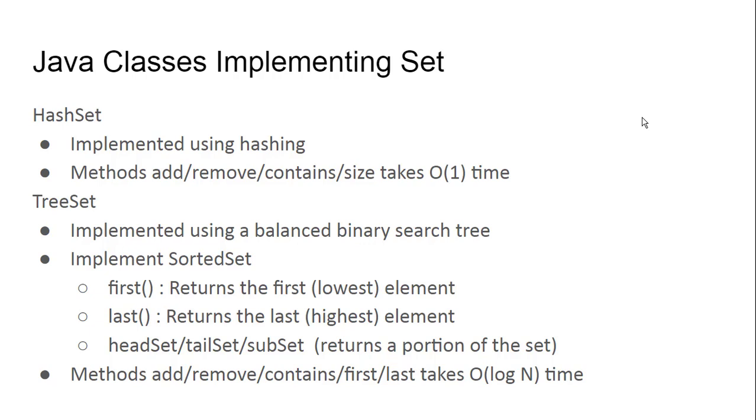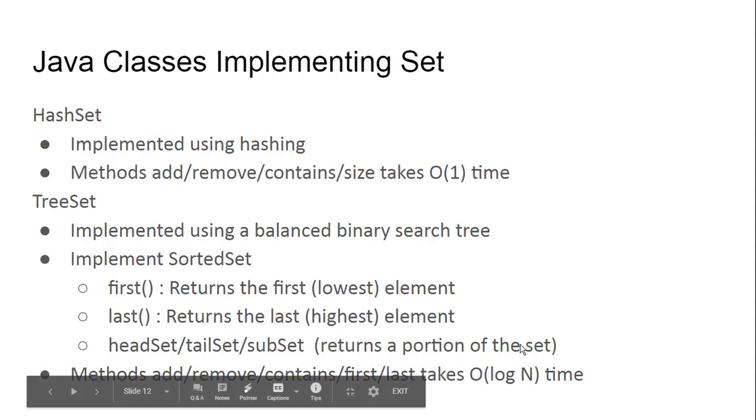And in Java, we'll be using two classes for set. So hash set and tree set. Hash set is implemented using hashing, and it supports constant time operation, so it's pretty efficient. Tree set implements ordered set or sorted set. They implement the sorted set interface in Java, and it's implemented using a binary search tree. So the complexity are all log time. So adding or removing, checking whether an element is in the set, those all take log time.